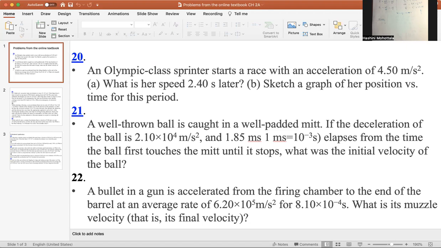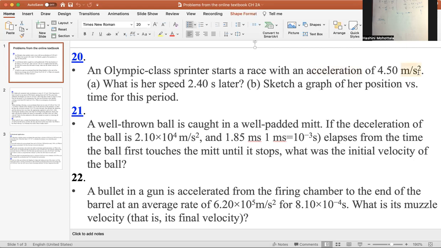So I'd like to do problem number 1. At this point, you can go ahead and pause the video and read it. But I'm going to write down the given information. So let's read the problem first. An Olympic class sprinter starts a race with an acceleration of 4.5 meters per second squared. So in this problem, it clearly gives you the word acceleration and the corresponding units.